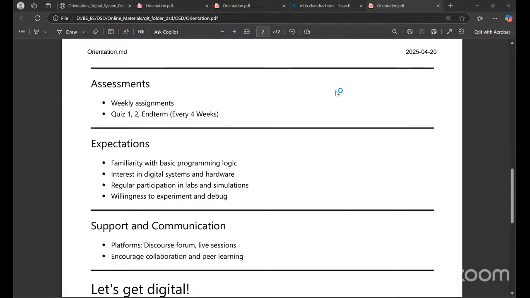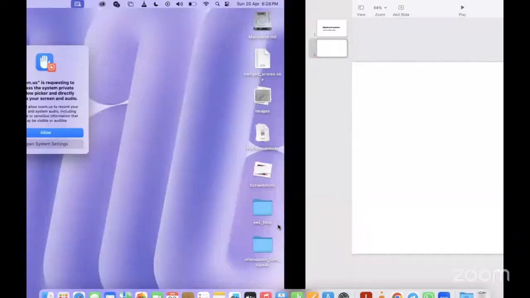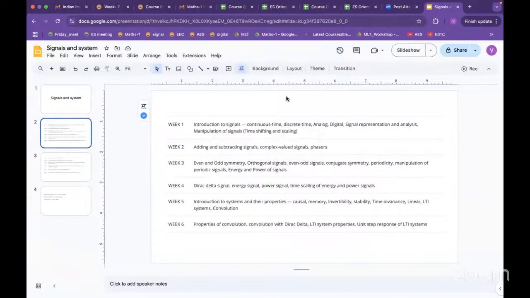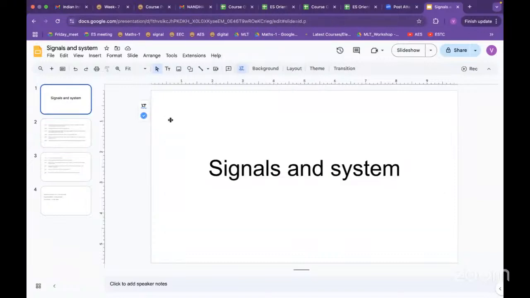Okay, so if nobody has any doubt regarding DSD, I'll just move on to signals and systems. I'll just share my screen. Prabhu, can you just... Is my screen visible? Can somebody confirm?